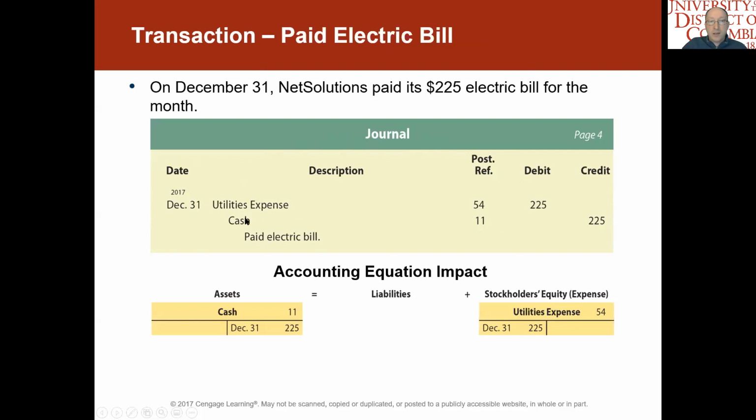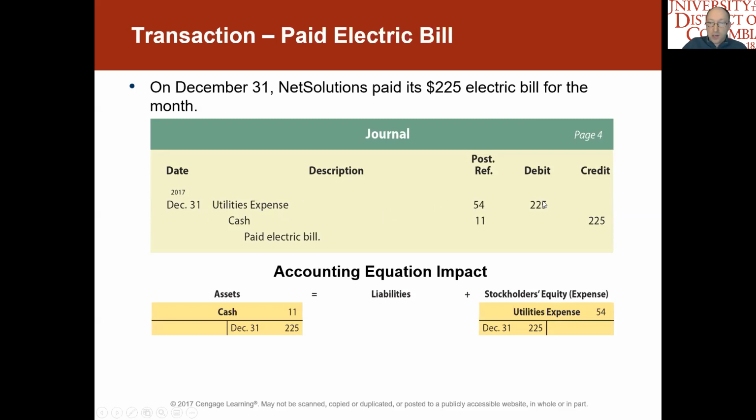As you can see, the utilities expense is not just one utility. It includes things like electric, water, internet, whatever, right? It could be telephone. It could be a number of different things. It could be a number of different utilities.